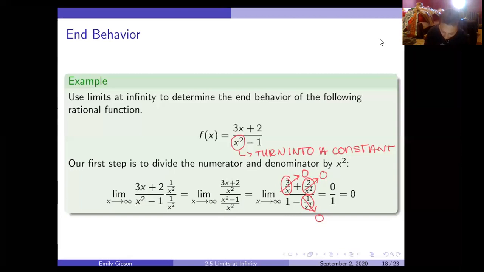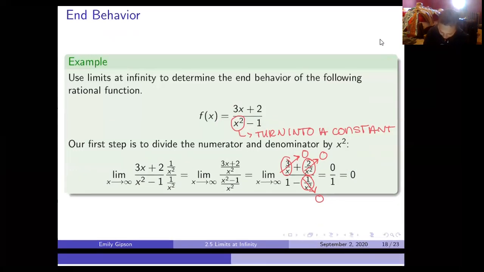So we've taken something that looks really funky, something that we might not be able to plug a number into, and we've gotten out a value without having to use a calculator or some sort of graphing utility. So that's the end behavior of rational functions. As we approach positive infinity, this function approaches 0. It approaches that horizontal asymptote of 0. Let's continue.